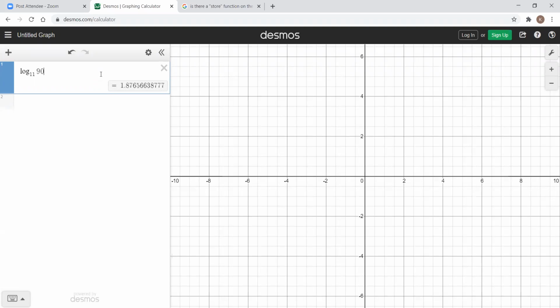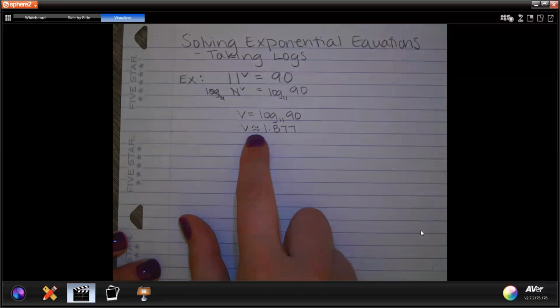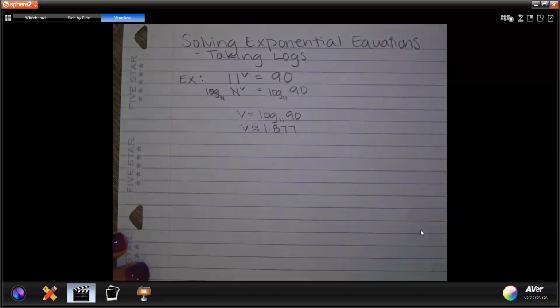And so V is approximately 1.87, the 6 is followed by a 5, so 1.877. So both of those answers are good. I have my exact answer. I have my approximate answer. I'm doing a squiggly equal sign for my approximate answer to show that I rounded that before I wrote it on my paper.